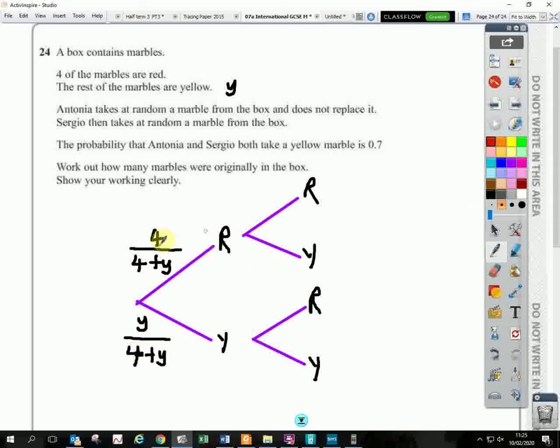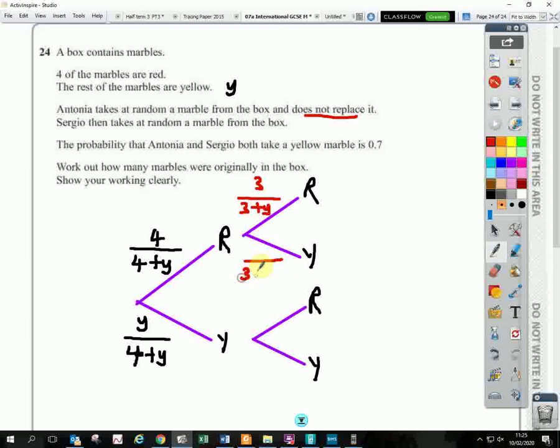Let's follow the red branch. If you take a red one out of the bag and do not replace it, then there must be 3 red ones the next time you take one out of the bag. But there's also going to be one less in the bag. So there was 4 plus y to begin with, and then you take away 1 from that. So 4 plus y, take away 1, will give you 3 plus y.